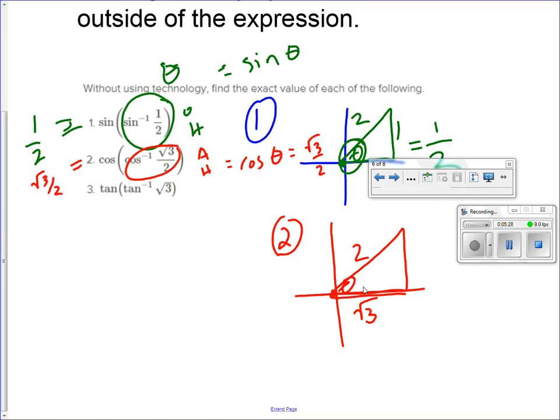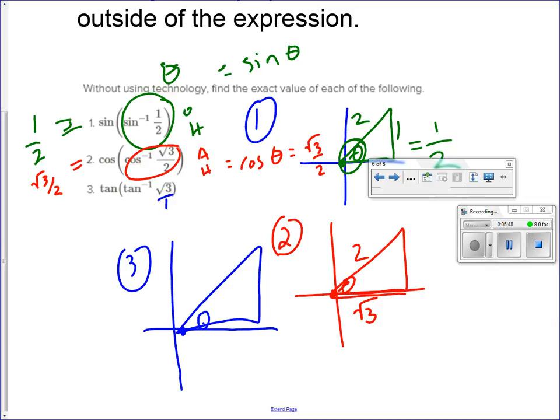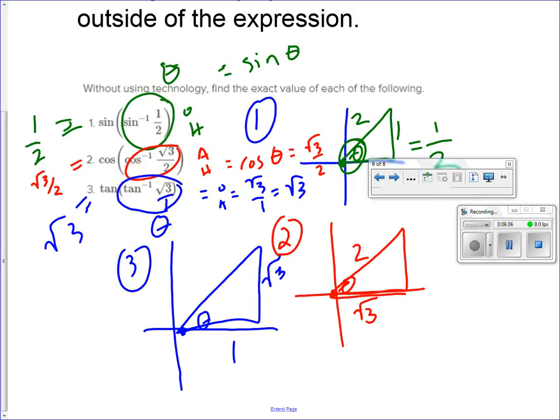All right, and then the last one, I have the tangent of the inverse tangent of radical 3. And all these as fractions, so I'm just going to put that over 1. Might work for number 3 right now. So that means the opposite over the adjacent. The opposite is radical 3, the adjacent is 1. So the inverse tangent gives us theta. And then the tangent of theta is the opposite over the adjacent, which is radical 3 over 1, which I can simplify to radical 3. So the answer to number 3 is radical 3.